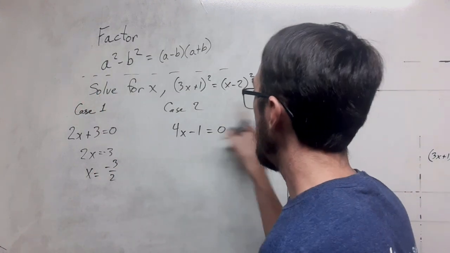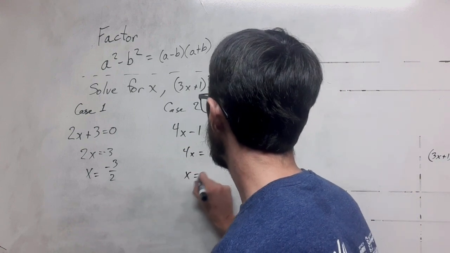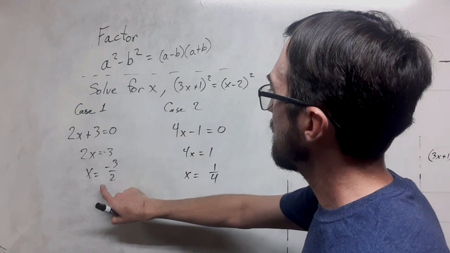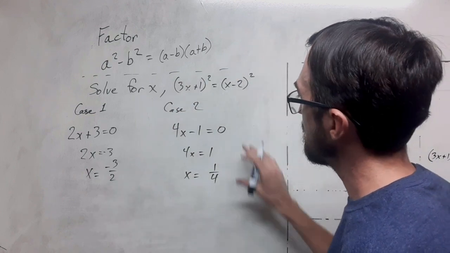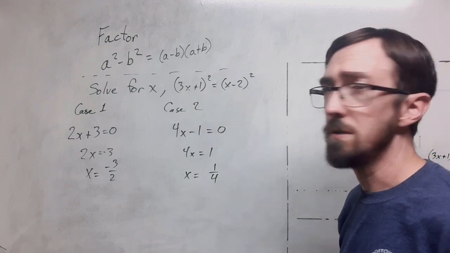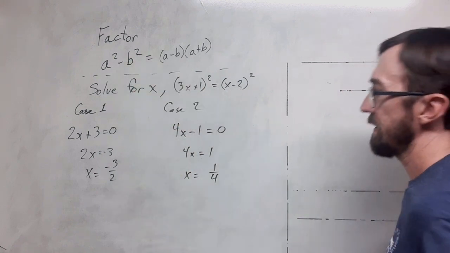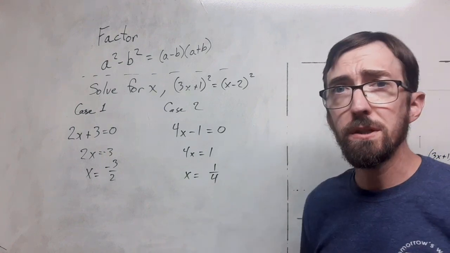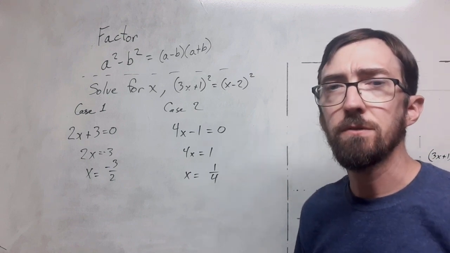And over on this side, I'm going to add 1 to both sides. And then divide by 4. So I have 1/4. If we plug in negative 3 halves into here, we should find that this is equal. If I substitute a quarter in for x here, we should find that those are equal also. And we've applied this rule to solve a problem like this. So in this problem, we didn't even have to take a square root. Something interesting.